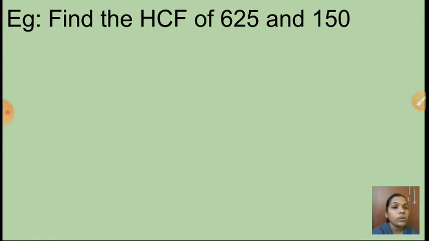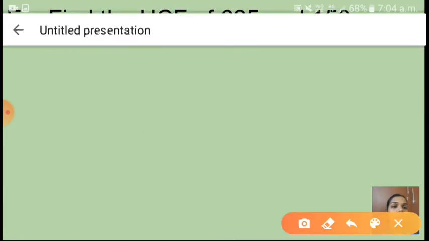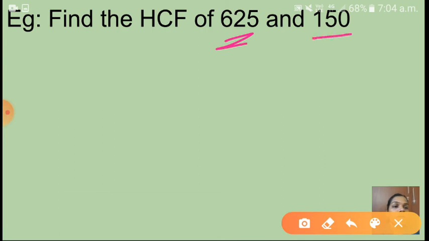First, what? For 625, you have to write the factors of this number. Next one is what? Factors of 150. Afterwards you have to write the common factors. So children, it will take a lot of time. So to avoid that, we have to do what? Which method? Prime factorization method. So the prime factors of 625 and the prime factors of 150 we have to find. Through that we can find the HCF of these numbers.